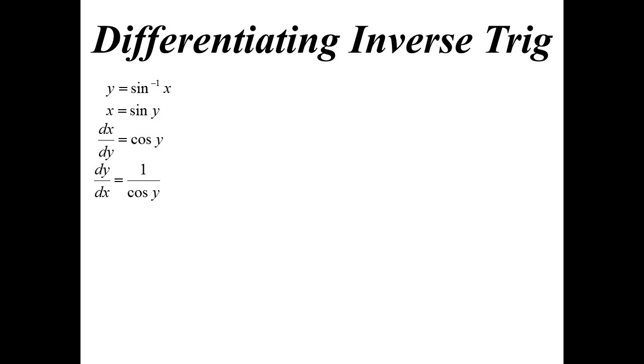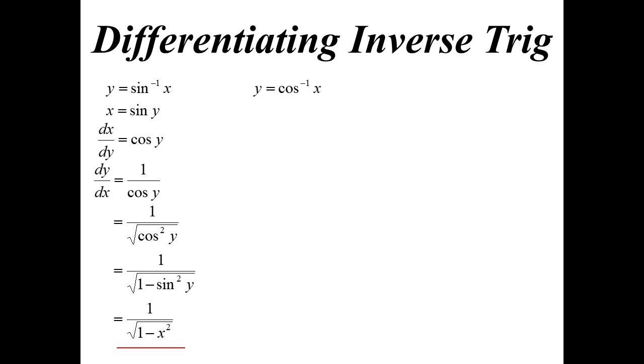I can get it in terms of x, because cosine y I could rewrite as the square root of cos squared, and cos squared is 1 minus sine squared. But hang on, x is sine y, so therefore we get 1 over the square root of 1 minus x squared as the answer.